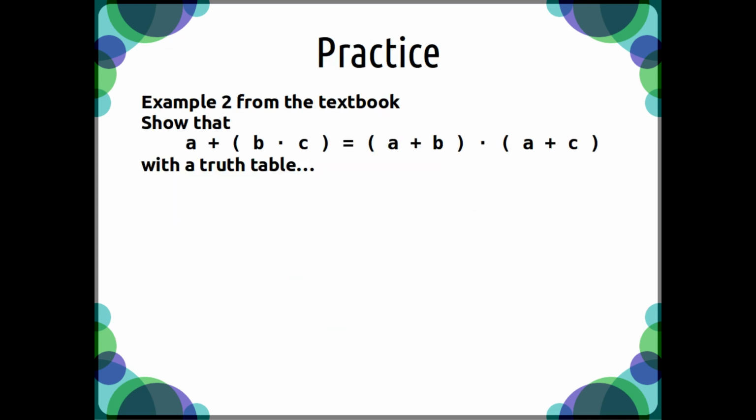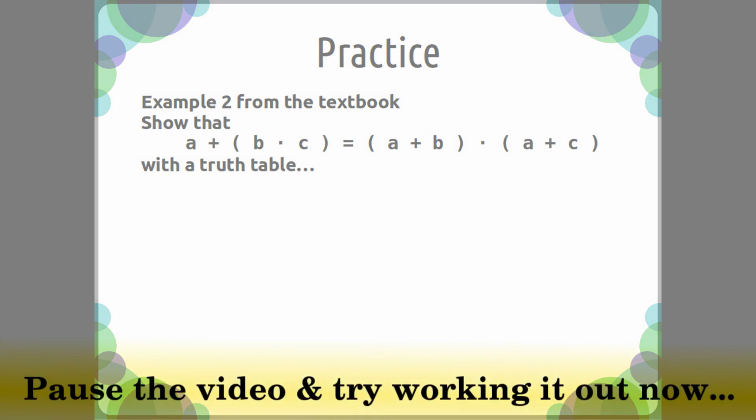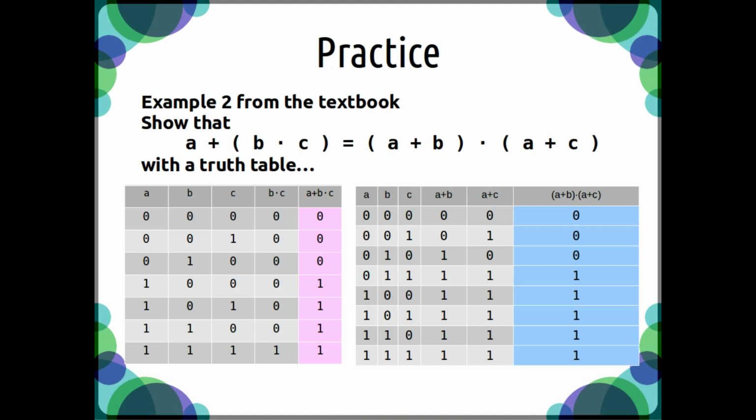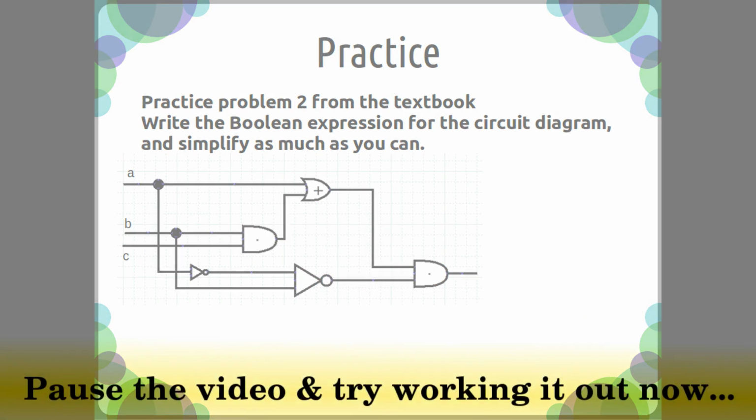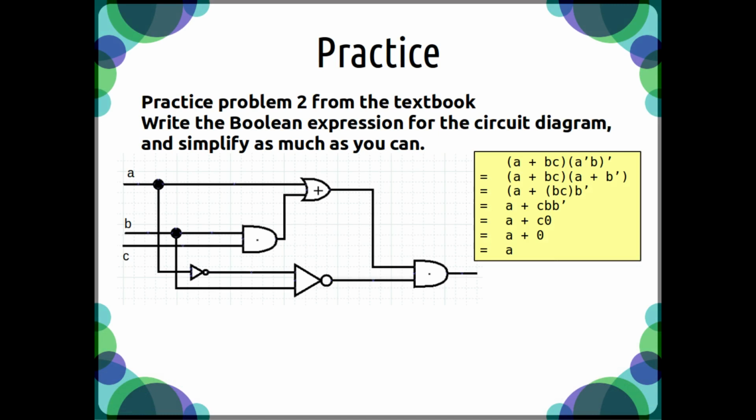So let's check out an example. Show that A plus, and then B times C in parentheses, is equal to A plus B times A plus C. And we can do that with a truth table. Here's the result if we write out all the columns of the truth table, and we can see that they are logically equivalent. Here's another practice problem. Write the Boolean expression for this circuit diagram and simplify it as much as you can. And here's the solution. This all ends up boiling down to just being equivalent to A.